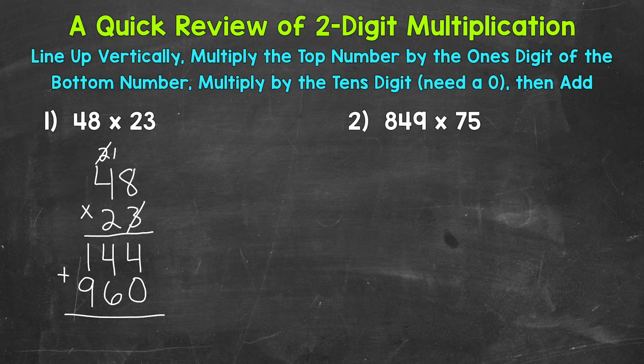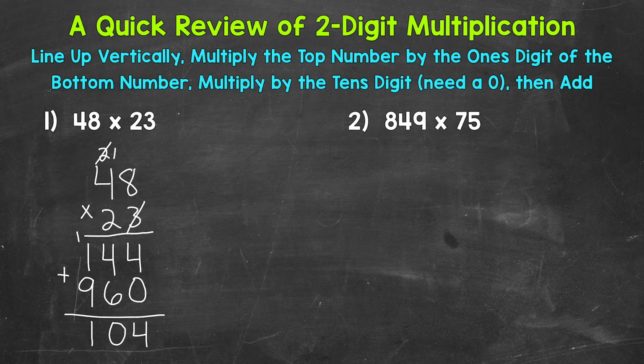Now we're ready to add, and we're going to start with the ones place. So we have 4 plus 0, that's 4. Then we move to the tens place. We have 4 plus 6, which is 10. So we can write our 0, and then carry our 1. And then for the hundreds place, we have 1 plus 1 plus 9.